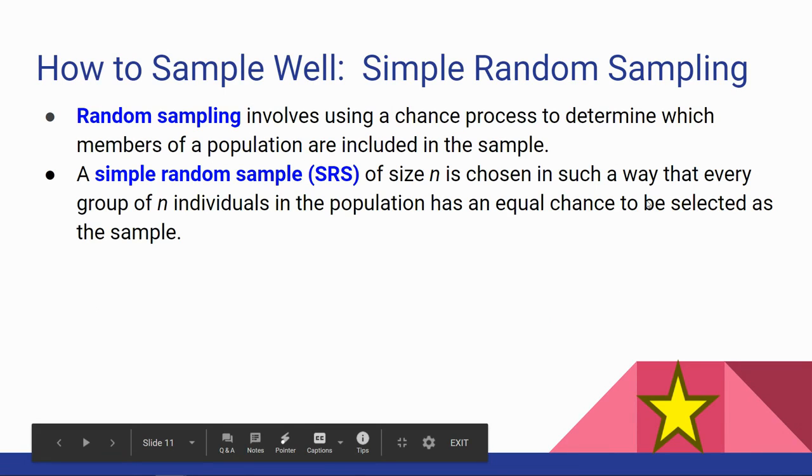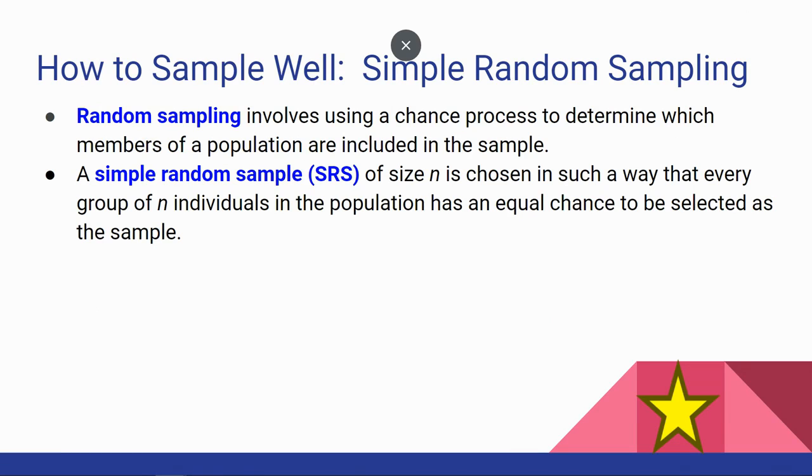So how to sample well. Simple random sampling is the best way to sample. Random sampling involves using a chance process to determine which members of the population are included in the sample. A simple random sample, SRS for short, of size, say n, is chosen in such a way that every group of n individuals in the population has an equal chance to be selected as a sample.